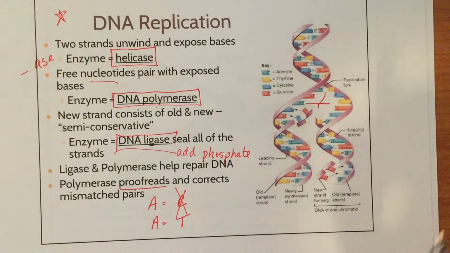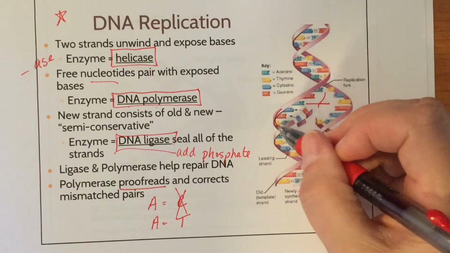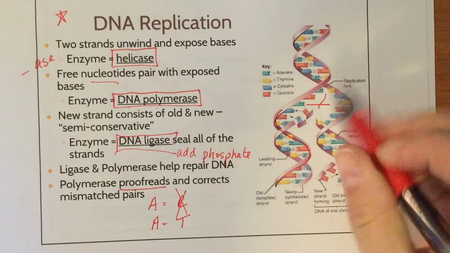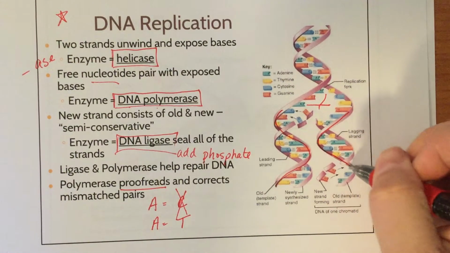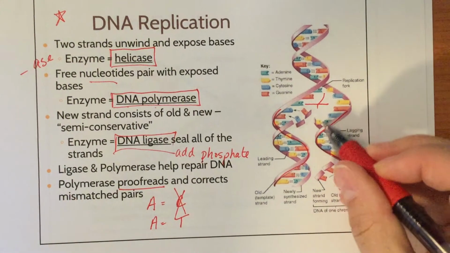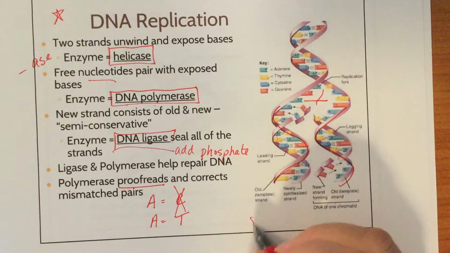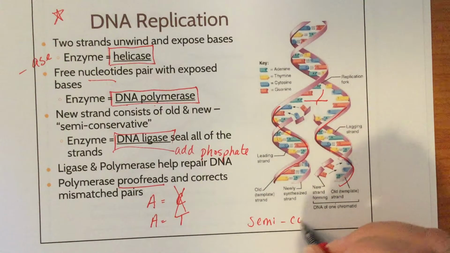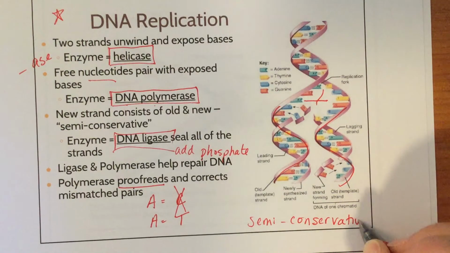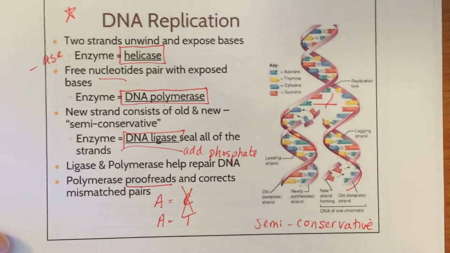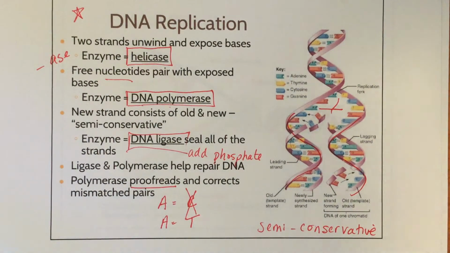Now, each double helix that you make consists of one original strand and then one newly formed strand. So here's part of the original, and then here's the newly made one. So what we call this is semi-conservative. To conserve means to keep, and we're keeping half each time, so it's semi-conservative.